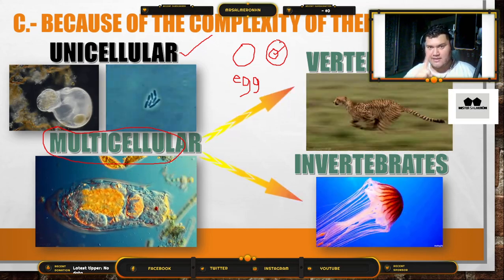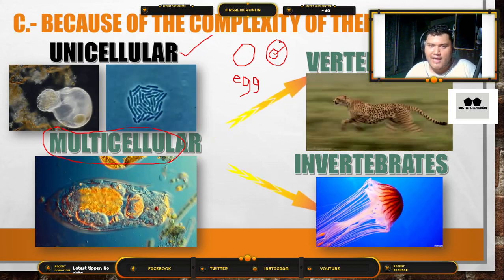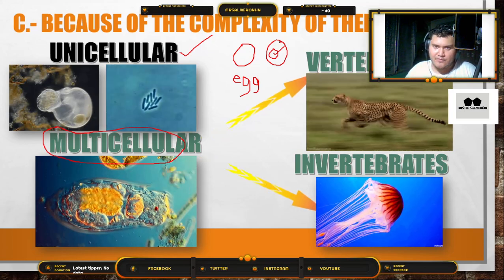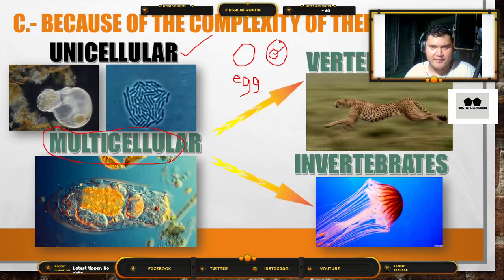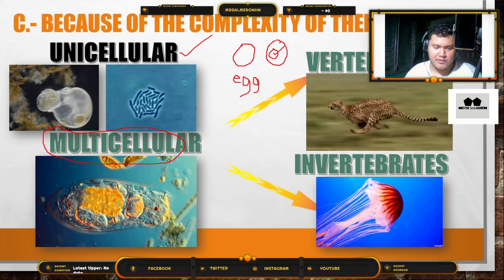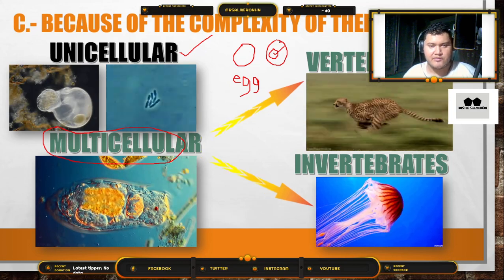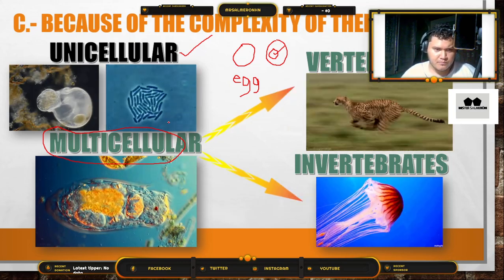Then that cell, that unicellular organism, will grow and multiply, becoming the small chick that will become a chicken in the future, or hen, or rooster, or whatever. But that's the point. Some organisms can be unicellular at the beginning of their lives, and then we become multicellular.